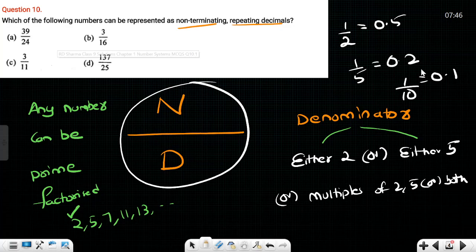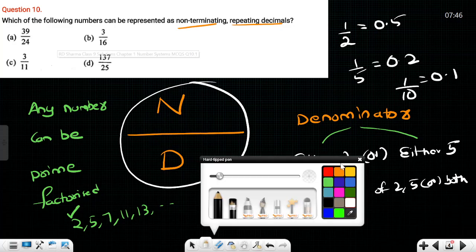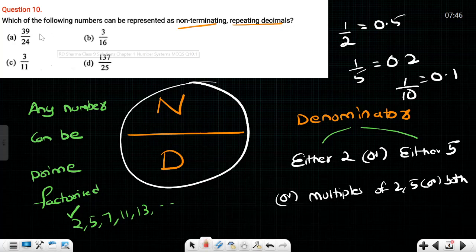If other than 2 and 5, any other number 3, 7, 11, 13, anything is there, surely it is not going to stop. It is going to be a repeating decimal. If you see all these fractions, so the following numbers. So if you see carefully, Akshita, here 39 by 24. Okay, let me erase all these things on the board.